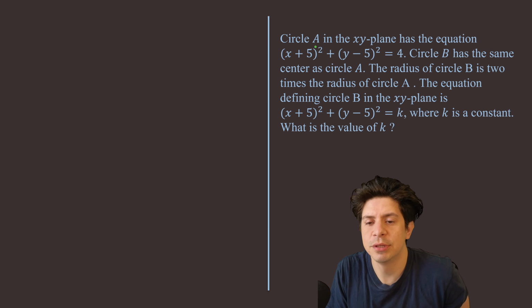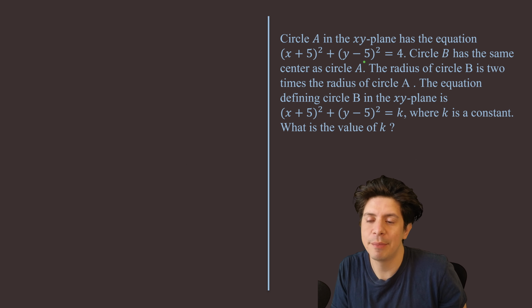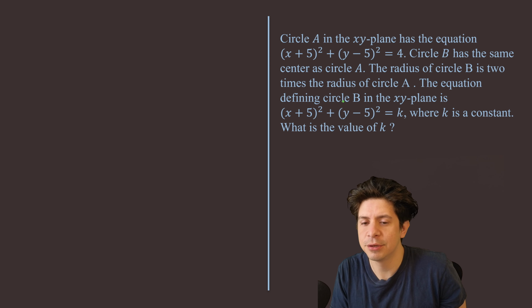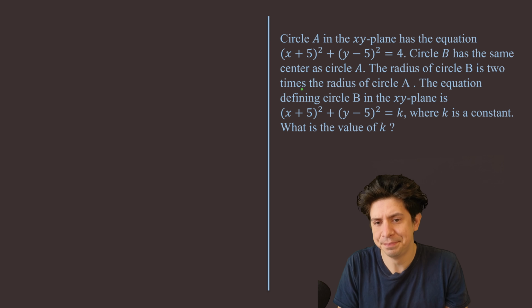Alright, so this one. Circle A in the xy plane has the equation (x + 5)² + (y − 5)² = 4. Circle B has the same center as circle A. The radius of circle B is 2 times the radius of circle A. The equation defining circle B in the xy plane is (x + 5)² + (y − 5)² = k, where k is a constant. What is the value of k?